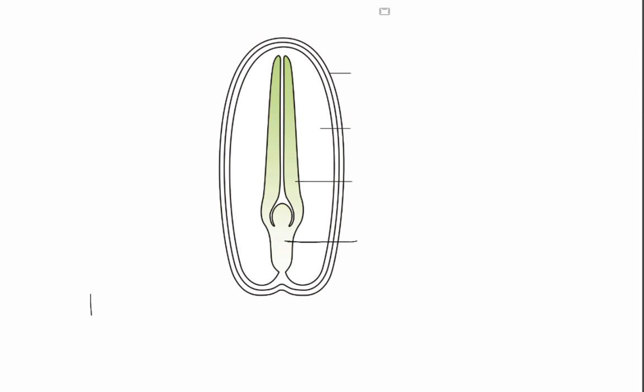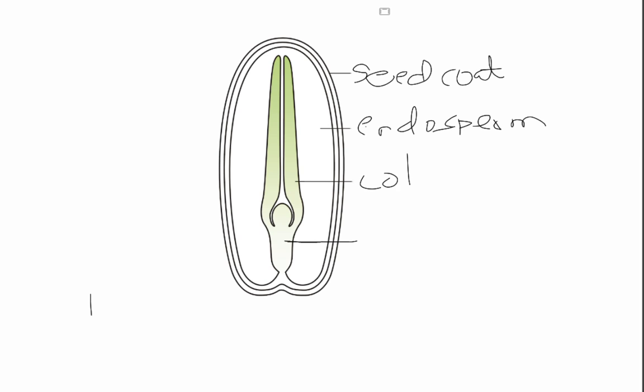The outermost part here that you see here is known as the seed coat. Here we have the endosperm. Here we have the cotyledon. And here we have a hypocotyl.